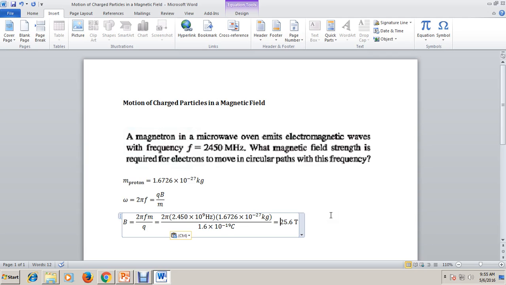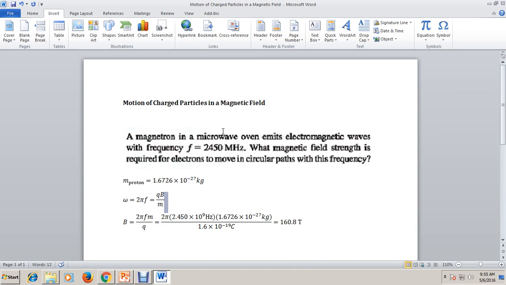Our answer here is given in the scientific calculator as 160, or 60.8 Tesla. Of course, we are given the angular velocity as 2 pi f. We are given f, which is equal to 2,450 megahertz. Megahertz means 1 million, so if you express 2,450 megahertz in scientific notation, this becomes 2.450 times 10 to the 9 hertz, times 2 pi times. So what is this value? What is this 1.6?